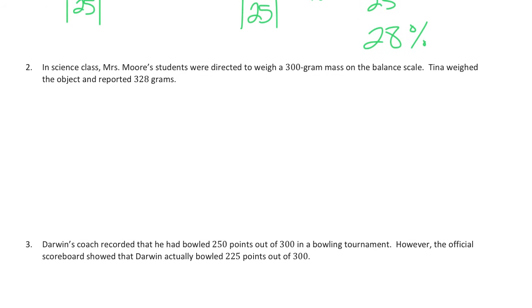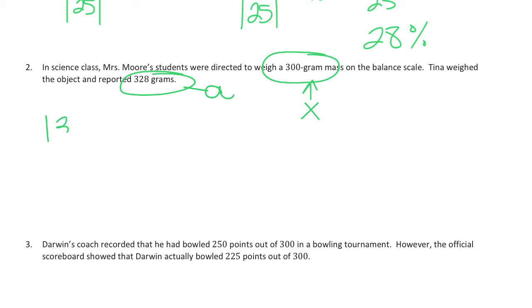Okay, in our next example, in science class, Miss Moore's students were directed to weigh a 300-gram mass on a balance scale. Tina weighed the object and reported that it was 328 grams. So the 300-gram mass, that's the actual object, so that's my X. And the student Tina, that was her approximation. That's what she came up with.